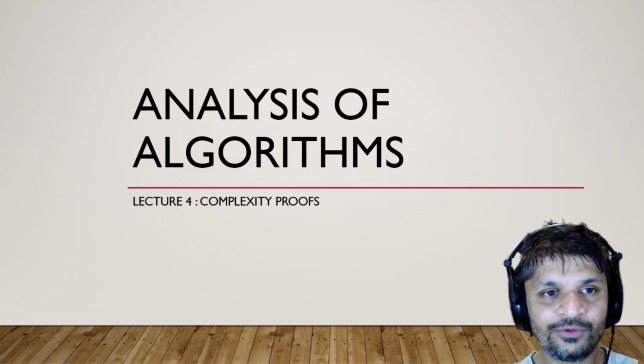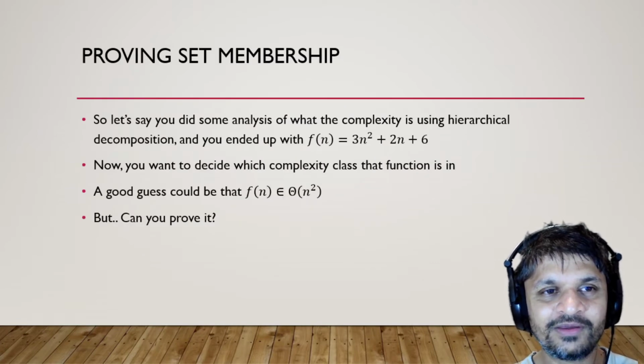Okay, so in the last lecture, we introduced things like big O notation and theta and omega, but we were kind of hand wavy about them. And what's interesting to me is how do we go about proving the results that we talked about in the last lecture? Okay, so the first thing I want to talk about is set membership.